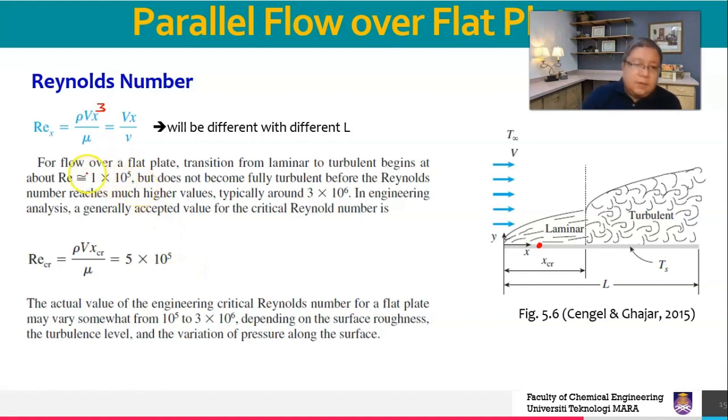Normally for a flat plate, the critical Reynolds number is this value. This will depend on the surface roughness, the turbulence level, and the variation of pressure along the surface. Unless it is stated in the paragraph or in the problem, you can always assume this as the value. Okay, all right.